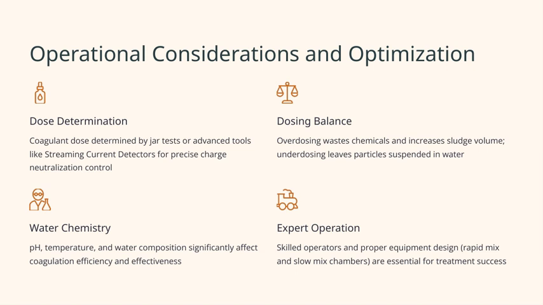Water chemistry also plays a significant role. Factors like pH, temperature, and overall water composition can dramatically influence how well coagulation works. Understanding these parameters allows us to adjust our processes accordingly, ensuring the treatment is as effective as possible.